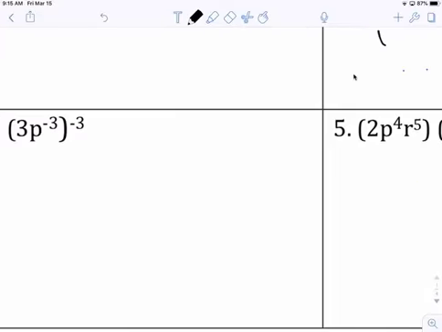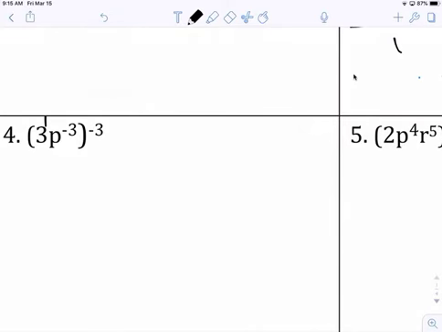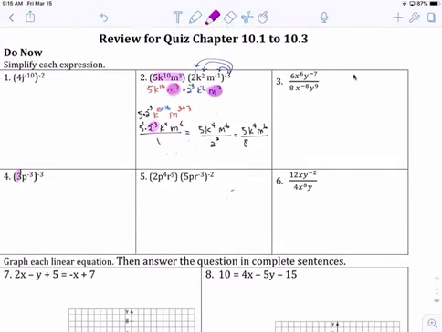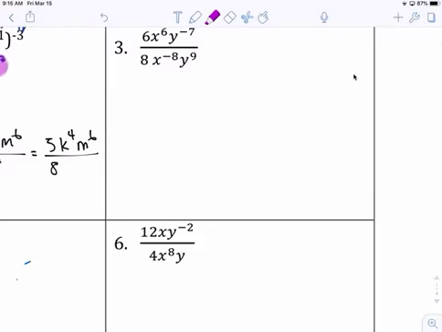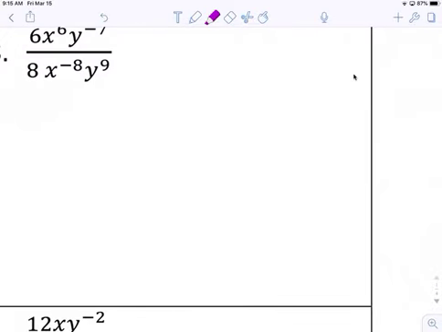I'll leave this one for you. This one, make sure it's an invisible one. Distribute and move only if it's negative. You cannot solve. Okay, I'll do this one here.